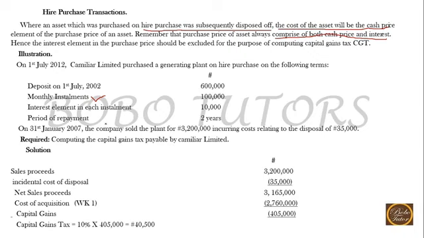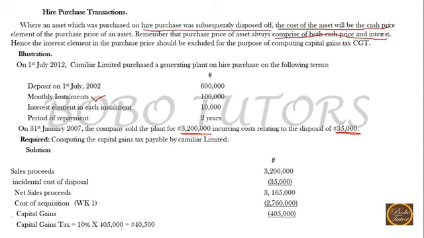On 31st January 2007, the company sold the plant for 3,200,000, incurring costs relating to the disposal of 35,000. Compute the capital gains tax payable by Camilla Limited. So the sales proceeds is 3.2 million. Incidental cost of disposal, that is 35,000, you deduct. Then the cost of acquisition.